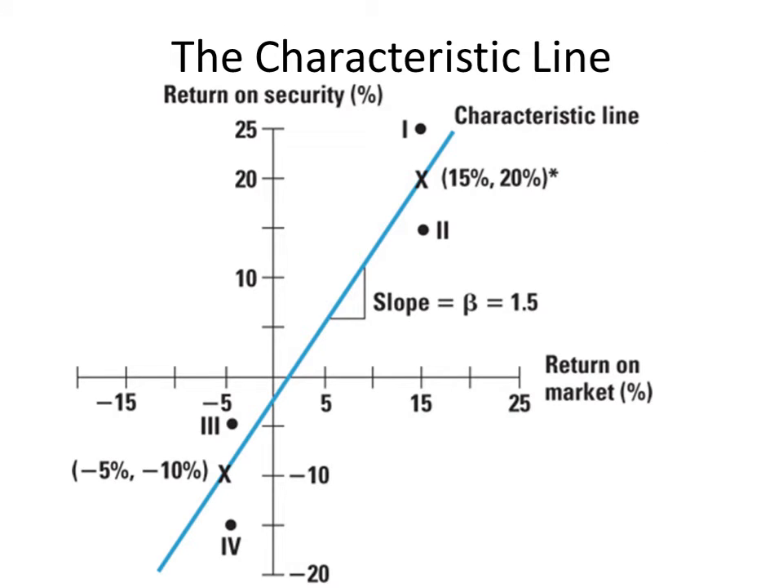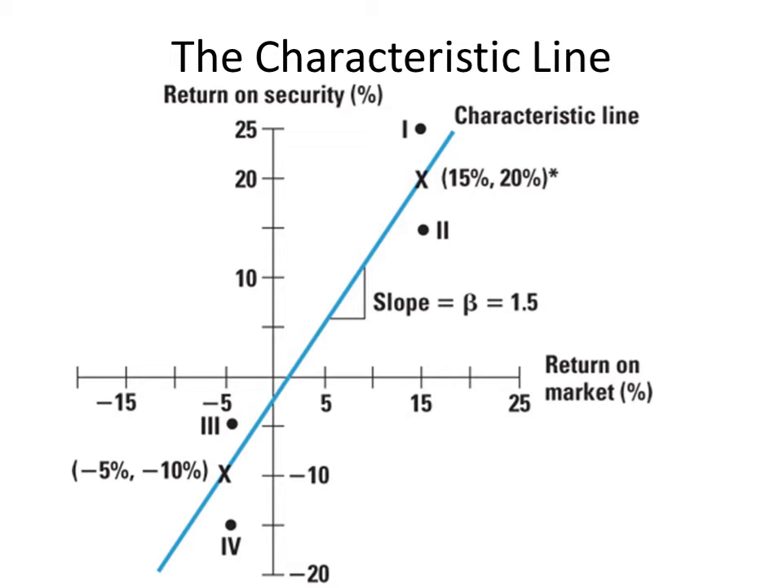The easiest way to think of beta is to think of it as the slope of the characteristic line. What's the characteristic line? Well, it's a plot of the returns on a security versus the return on the market. And the greater the slope is of that line, the greater the systematic risk is of the security. In this example, slope, or beta, is equal to 1.5.